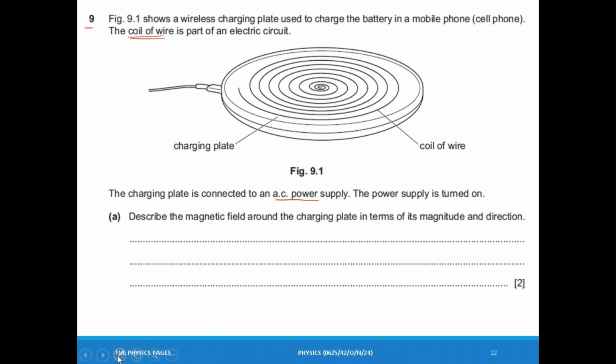Now coming back to part A. Part A says describe the magnetic field around the charging plate in terms of magnitude and direction. The word magnitude means the amount, the size, the value.